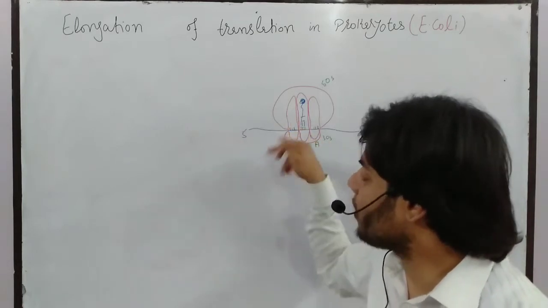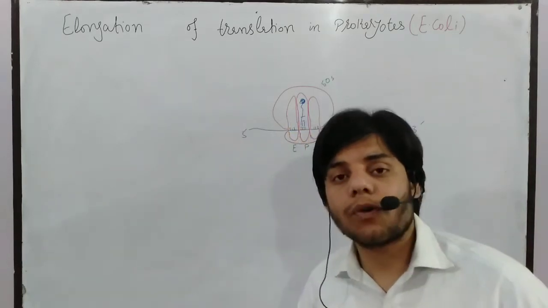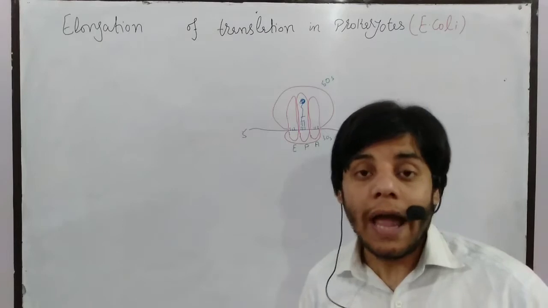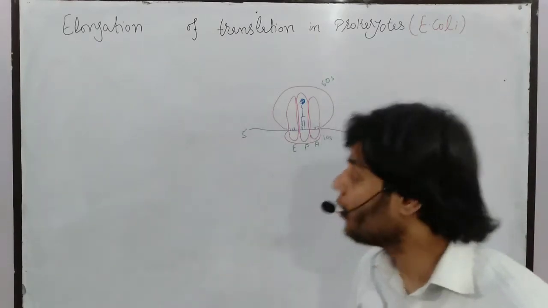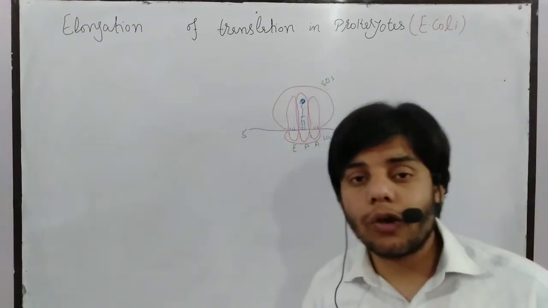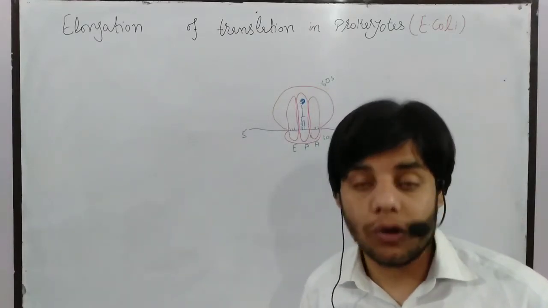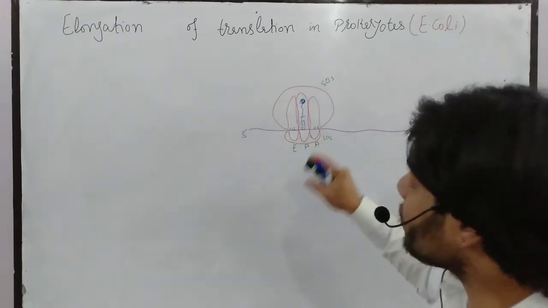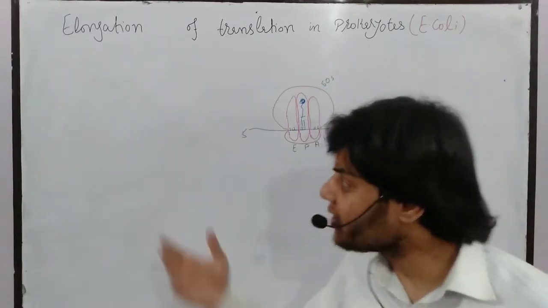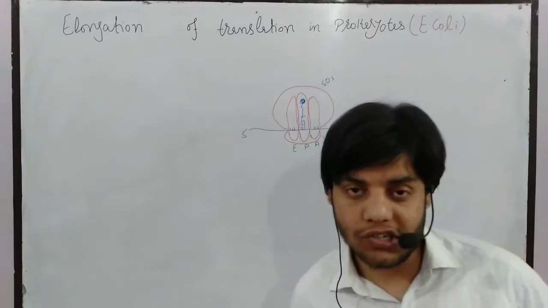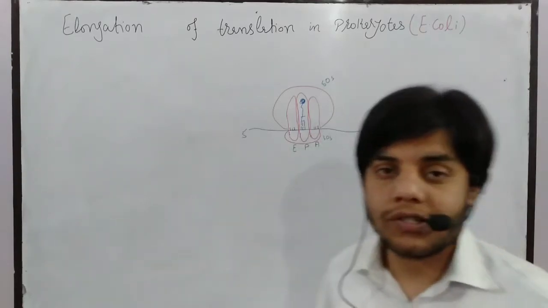The uncharged transfer RNA will be released, and this process continuously goes on, which is why we also call this the elongation cycle. When the process is repeated again and again, we call it the elongation cycle, and this process is repeated until it reaches the stop codon. This is the idea about the introduction of elongation of translation.